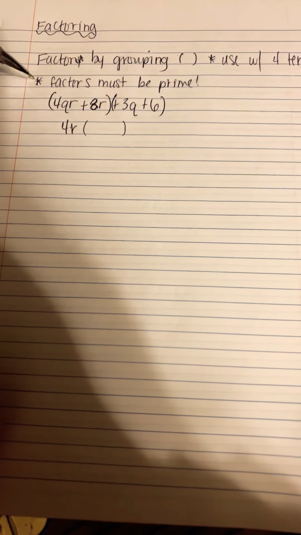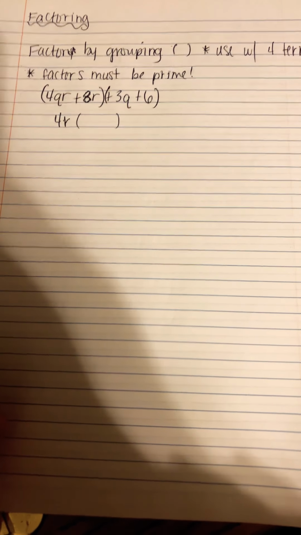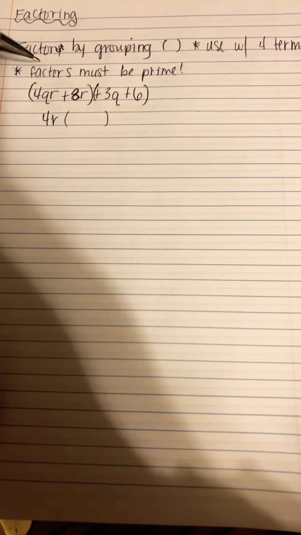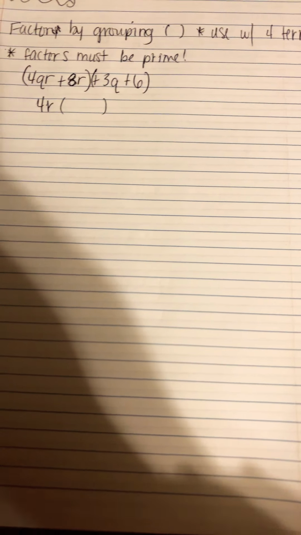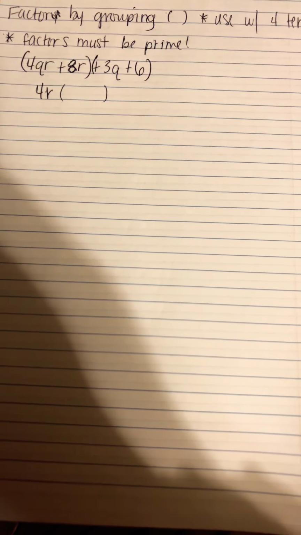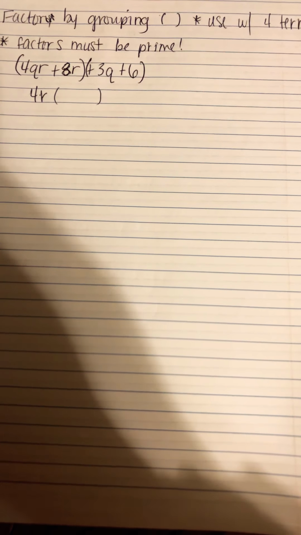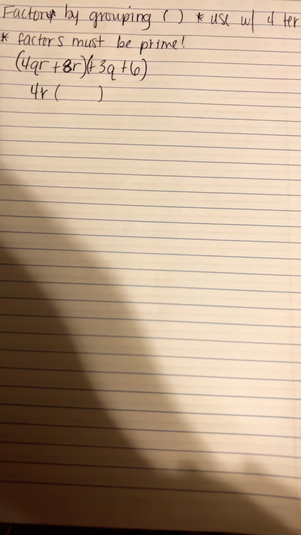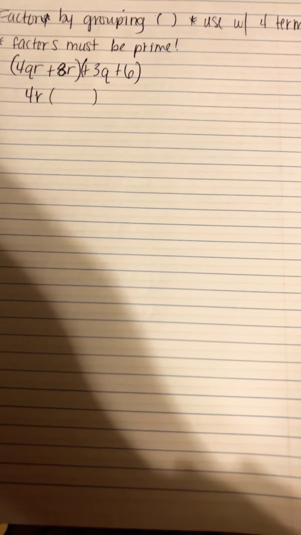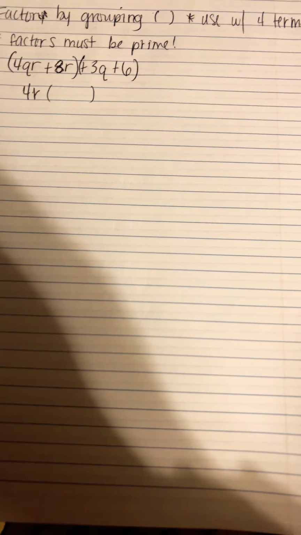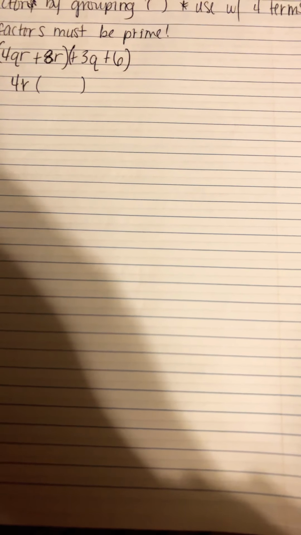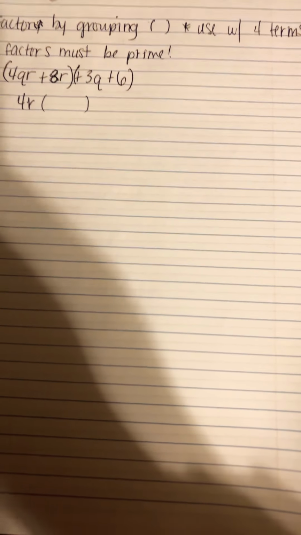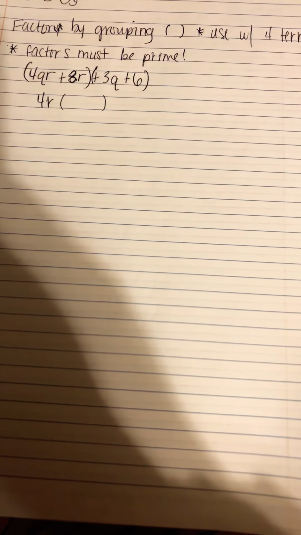Important note when we're factoring, and this applies to any method regardless of what we're doing, the factors must be prime. So in your final answer, your factors must be broken down to the point where it cannot be simplified. So something like 4x plus 8 would not be considered prime because there is a GCF of 4 that we could factor out of that. So they have to be prime for your final answer.